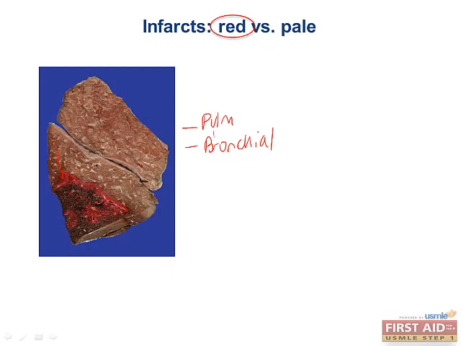Good. So where else in the body can we see this? Well, what other tissues are very well perfused? How about the liver? And how about the bowels too? Now let's talk about some pale infarcts. Where would we see these? So we'll see these actually in tissues that aren't as well perfused.